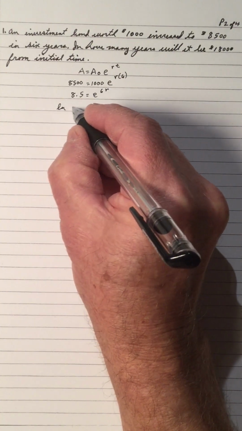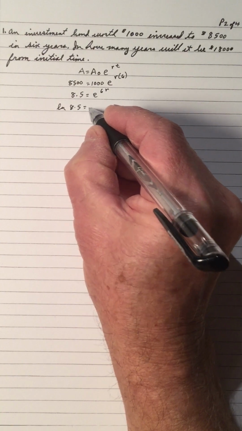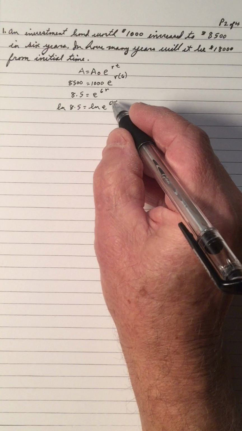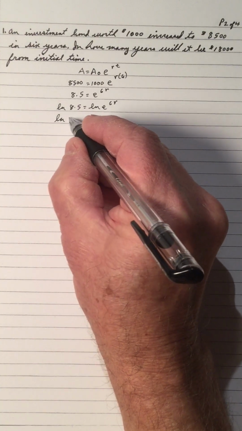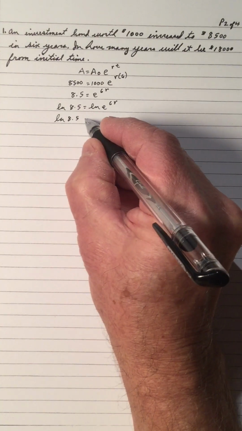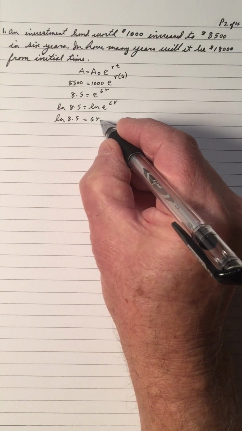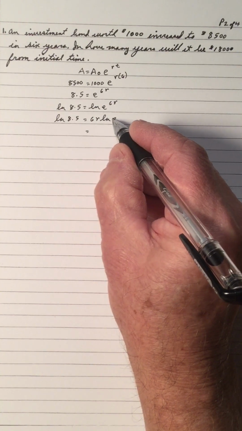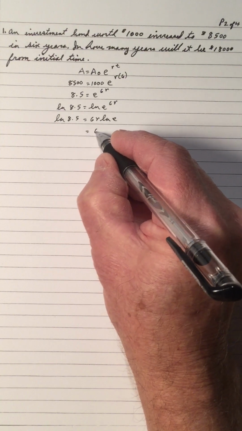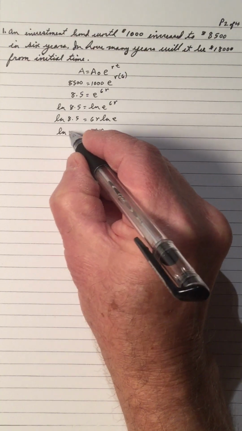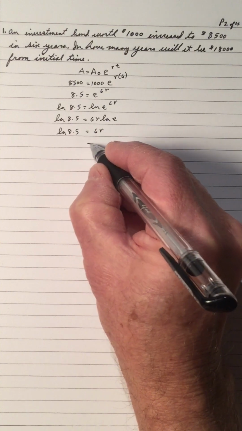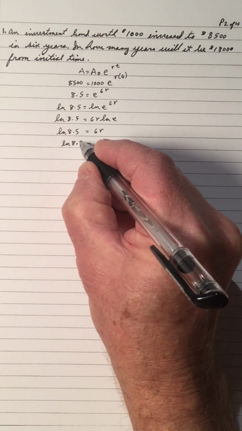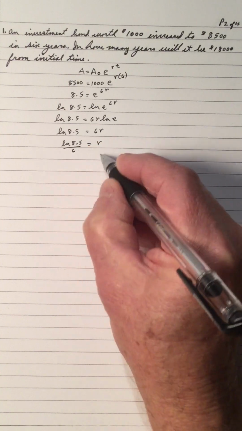And we'll do the ln of each side. And the reason to do ln is that we'll get the R to come down in front by the power rule. So 6R is ln e. And the ln of e is 1, so 6R times 1 is 6R, ln 8.5. So R is the ln of 8.5 divided by 6.